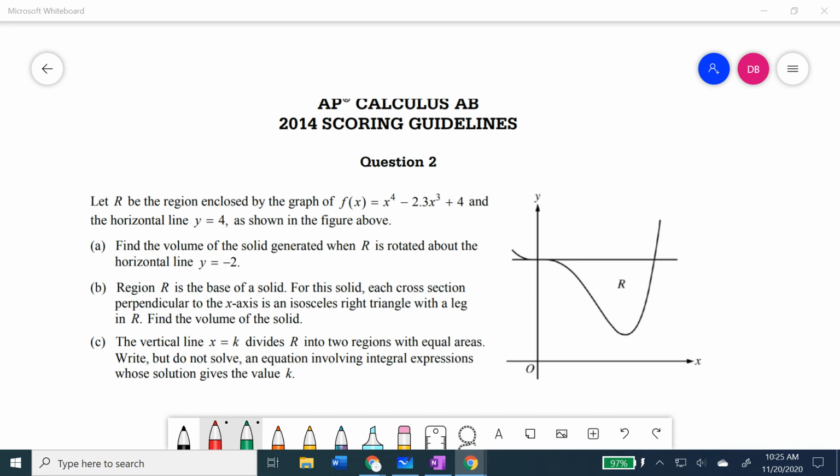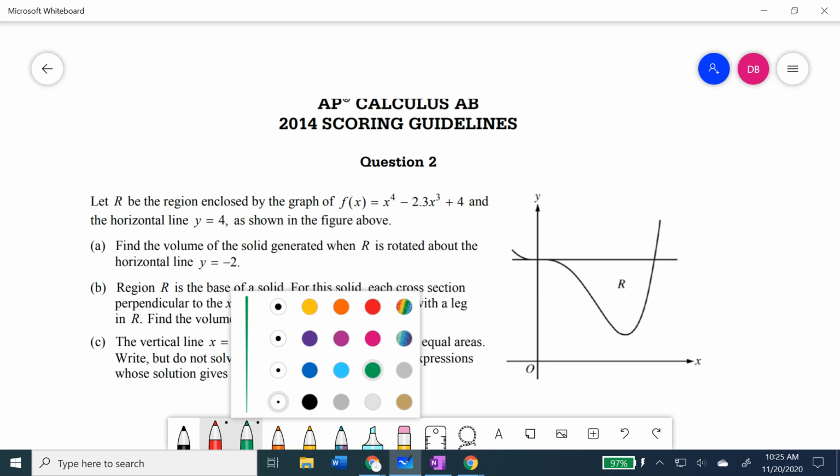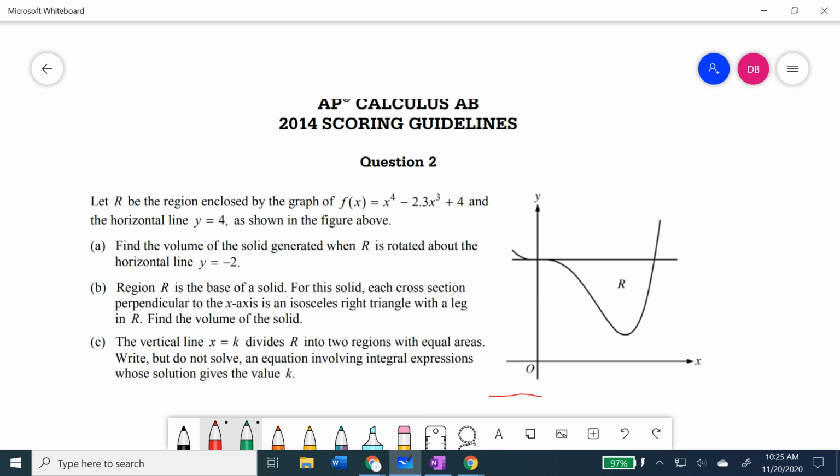Okay, 2014, question 2 on the Calculus AB exam. In part A, you are asked to solve rotational volume, and we are rotating about the line y equals -2. So I'm going to draw just a line underneath. It's not to scale, but that's fine. And then I'm going to draw the radii that I need for using the disk method.